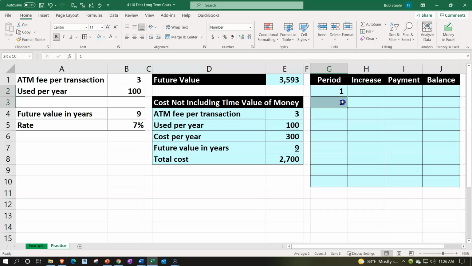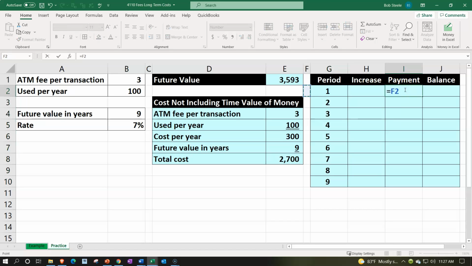So I'm going to take 1 and 2, select those 2 items, put our cursor on the autofill handle, drag it on down, center that by going to the Home tab, Alignment and Center. We're going to say that we're going to have payments each year, which is going to be that 300, which once again was the $3 times the 100 that we're going to assume.